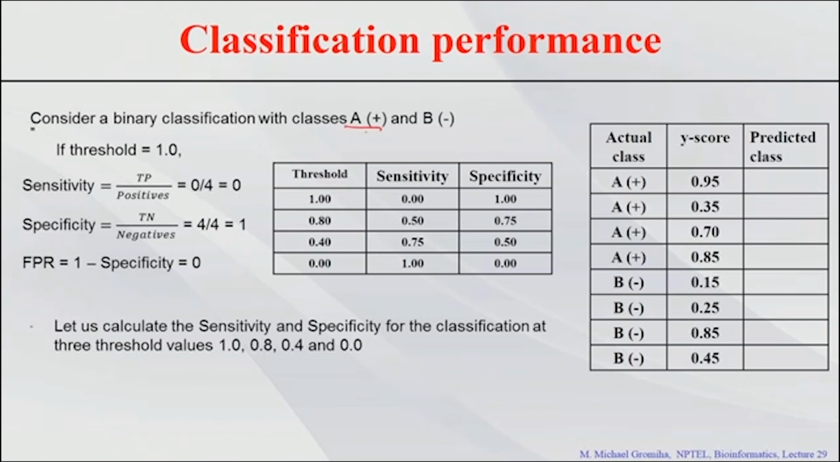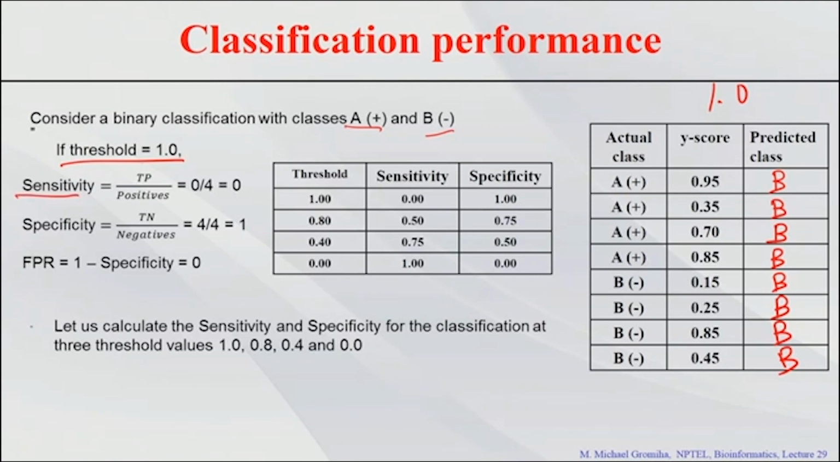For example, we have A as positive and B as negative. If the threshold is 1, then what is the class? For example, if it is more than 1, this is A. If it is less than 1, it is B. So in this case what is the class? This is B. Everything is B. Why is everything B? Because everything is less than 1. If you put the threshold at 1, everything less than 1 is B. Now you can calculate the sensitivity.